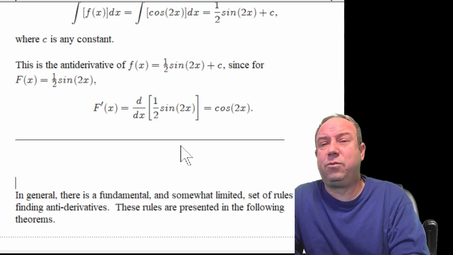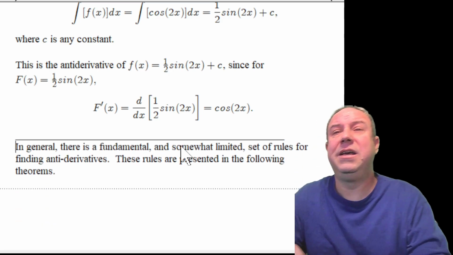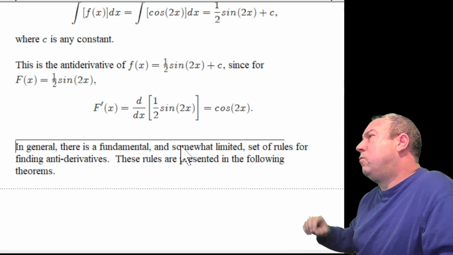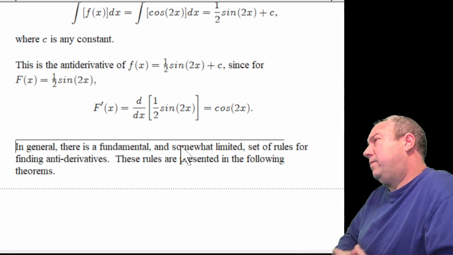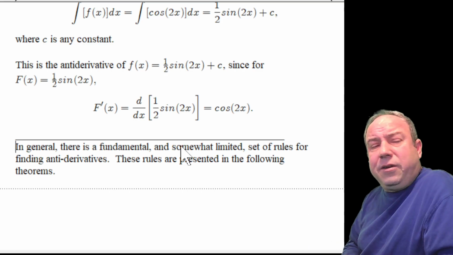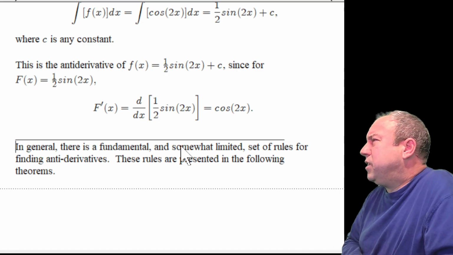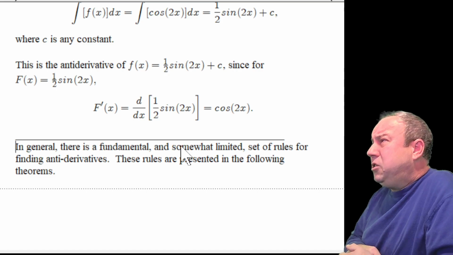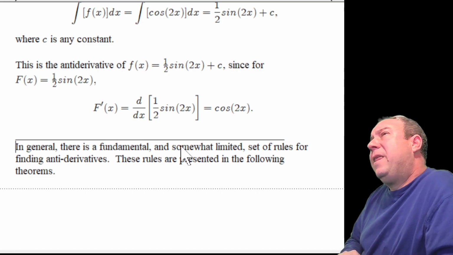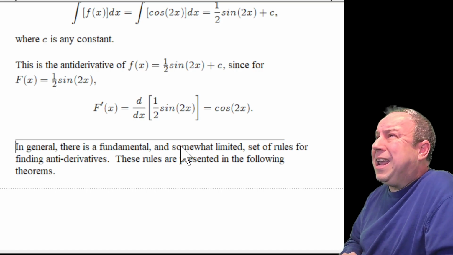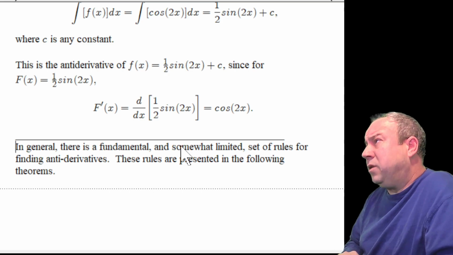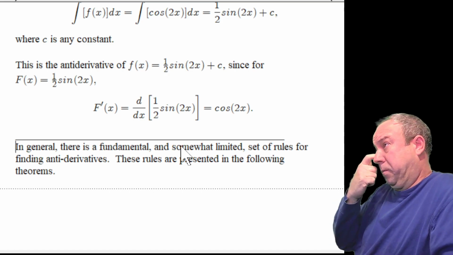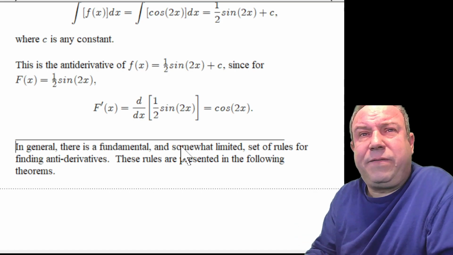And in fact, that's what we start to set up here. In general, there's a list of fundamental rules. The list is somewhat limited. As we see here, there's going to be about 14 rules in this set. But this is where a majority of our foundations for antiderivative calculations will develop from this set of 14 rules. And they're presented in the following theorems.